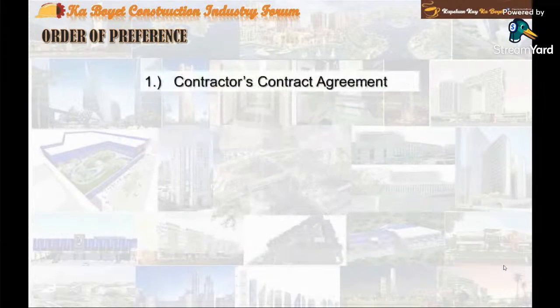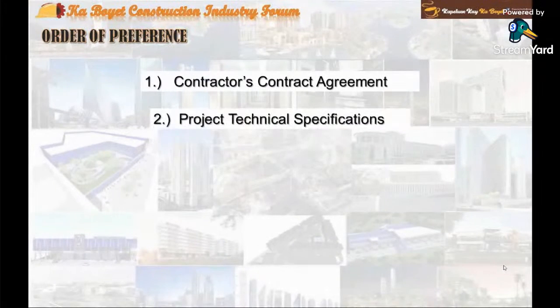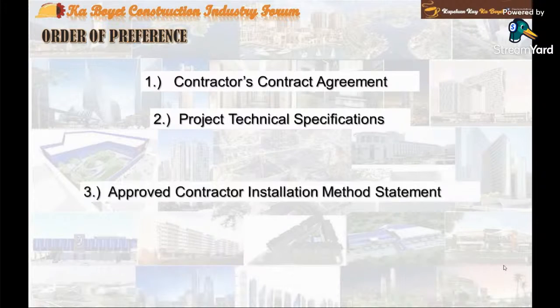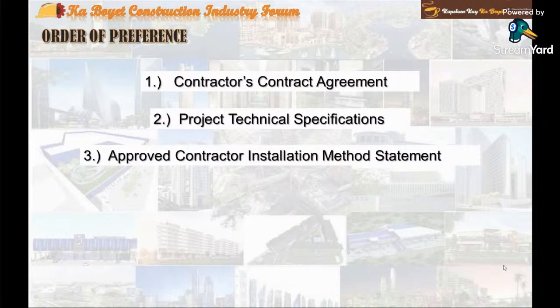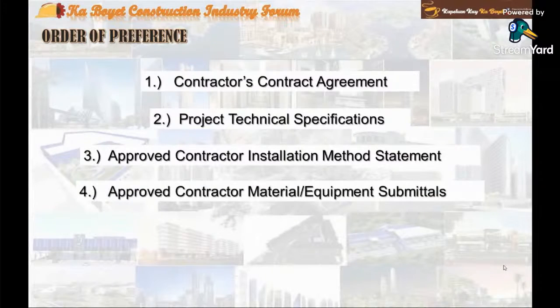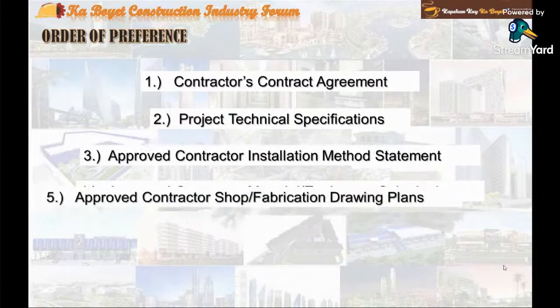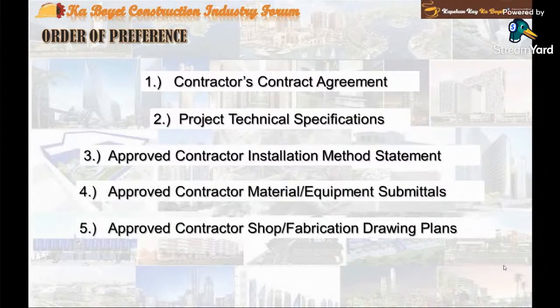Number 1, contractor's contract agreement. 2, project technical specifications. 3, approved contractor installation method statement. 4, approved contractor material and or equipment submittals, and 5, approved contractor shop fabrication drawing plans.